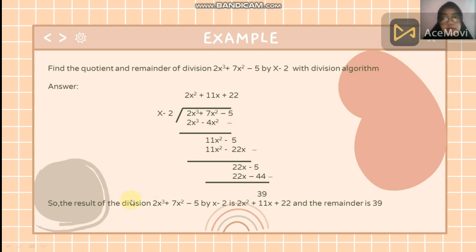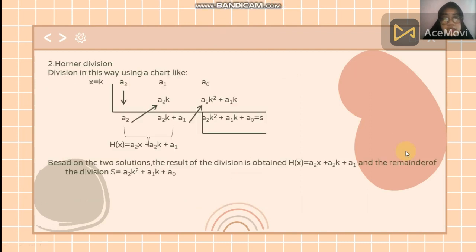So the result of the division of 2x^3 + 7x^2 - 5 by x - 2 is 2x^2 + 11x + 22, and the remainder is 9. Next, two, Horner division. Division in this way uses a card, like the one on the screen.